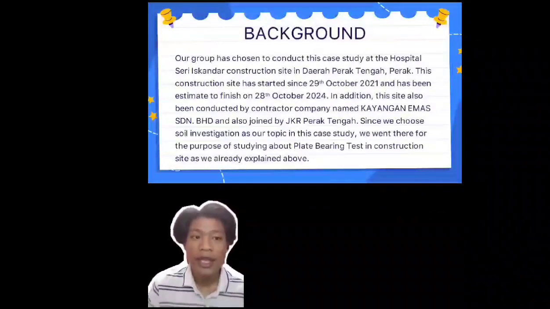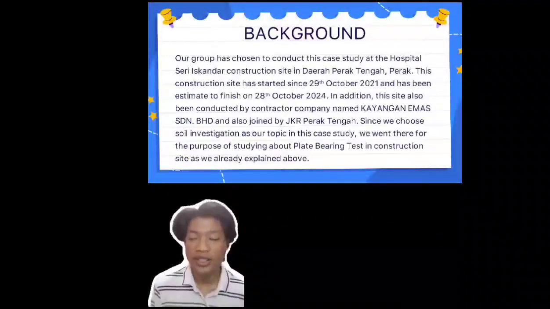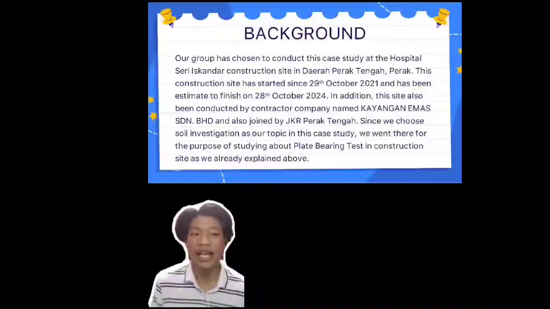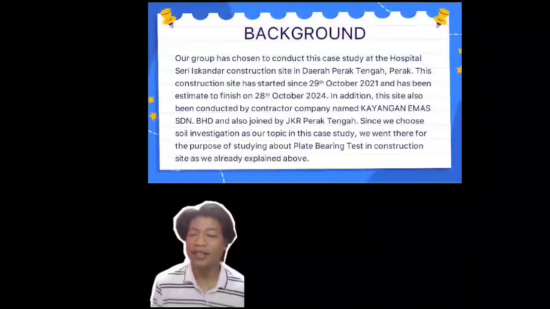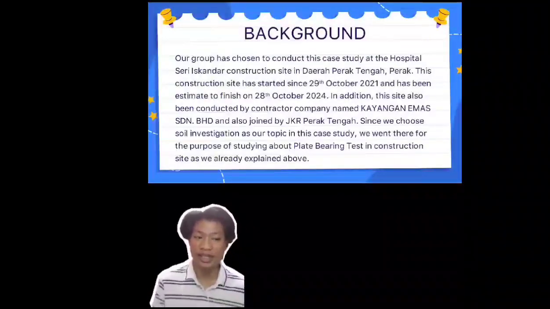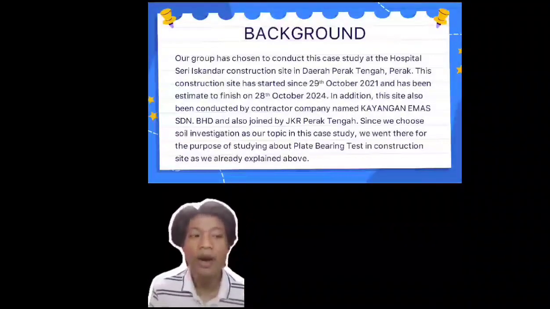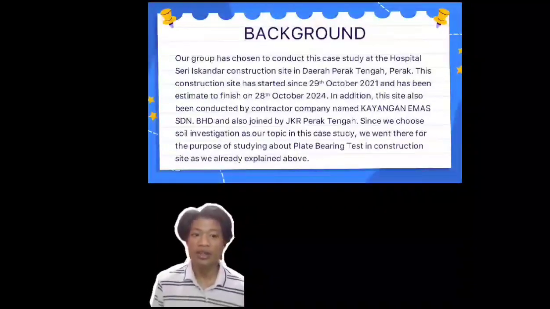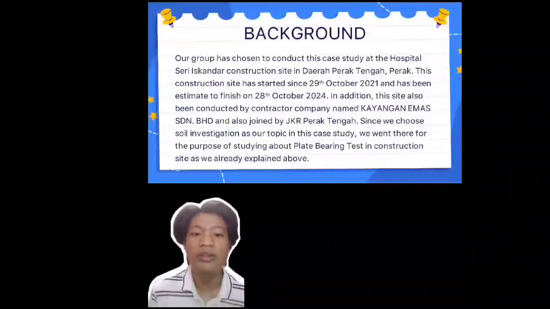In addition, this site is also managed by a contractor company named Kayangan Emas Sedihan Berhad, and it is also joined by JKR Perak Tengah. Since we chose soil investigation as our topic in this case study, we went there for the purpose of studying plate bearing test in the construction site as we already explained above.